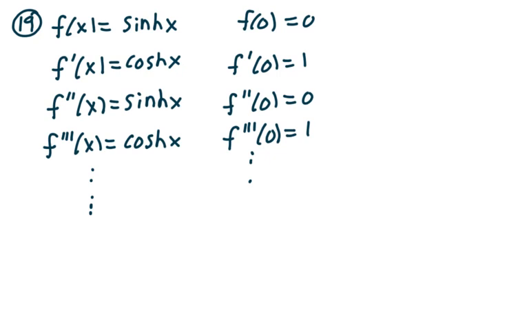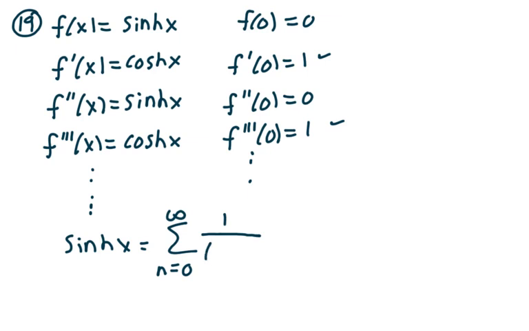And so what does that tell me? Hyperbolic sine of x is the summation from n equals 0 to infinity of, now we have to account for the odd derivatives, so I'm going to get 1 divided by 2n plus 1 factorial, x to the 2n plus 1. Because remember, at the evens, we get 0. So there's nothing there when you're talking about the even derivatives. And that's how we do problem number 19.